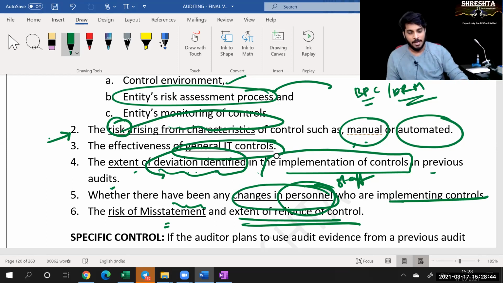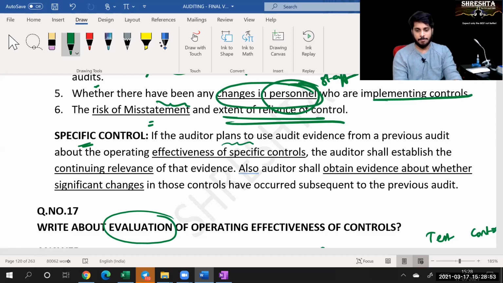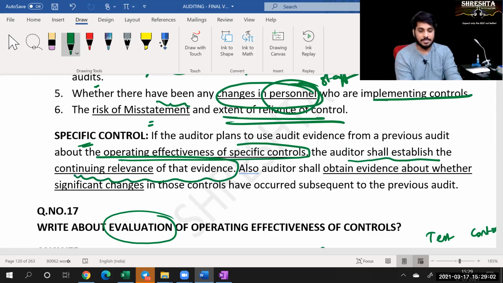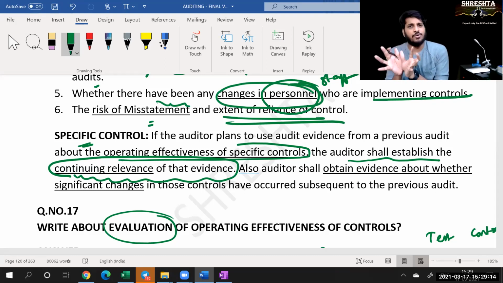Now, suppose, what about specific controls? What about purchase related controls, sales related controls, specific controls? If the auditor plans to use evidence from a previous audit about operating effectiveness of a specific control, then the auditor shall establish continuing relevance of that evidence. Yes, whatever control was there last year is exactly followed in the current year. That's why last year's information, whatever evidence I have that it is effective, the same evidence I will use. Continuing relevance I should establish.